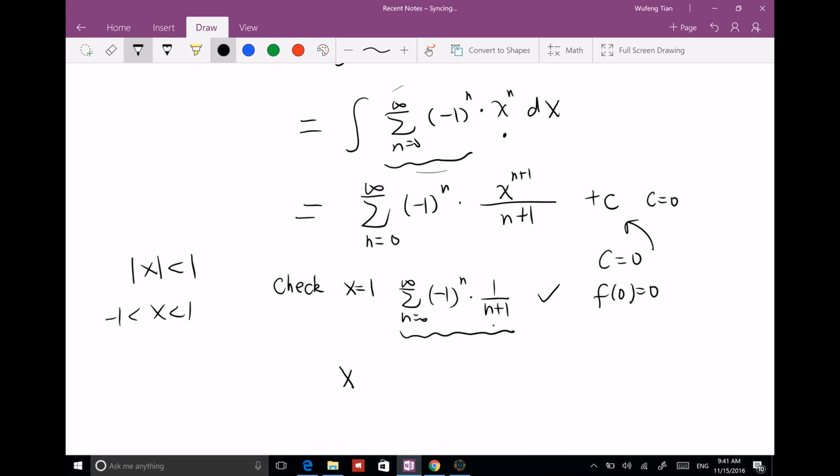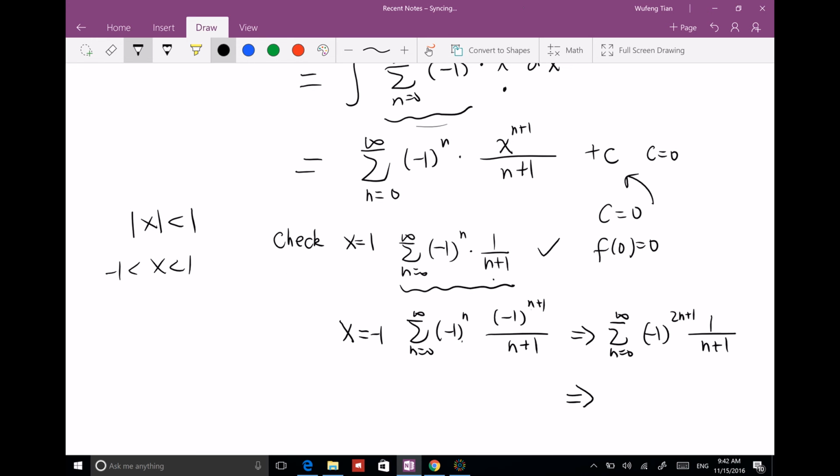So let's check negative 1. Plug negative 1 into it: the sum from m equals 0 to infinity of negative 1 to the power m, times negative 1 to the power m plus 1, over m plus 1. So I got negative 1 to the power m, negative 1 to the power m plus 1, which is negative 1 to the power 2m plus 1. This is an odd power. Odd power means it's always negative. 2m plus 1 is 1, 3, 5, 7, 9, 11, 13, 15, 17, always odd numbers. So this is always negative. Basically, you're going to have the sum from 0 to infinity of negative 1 over m plus 1.